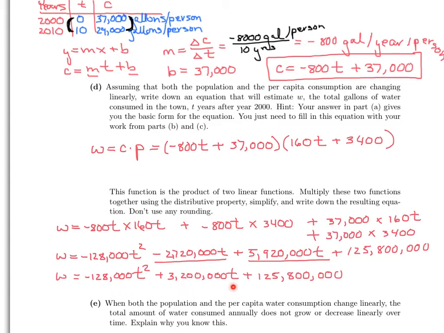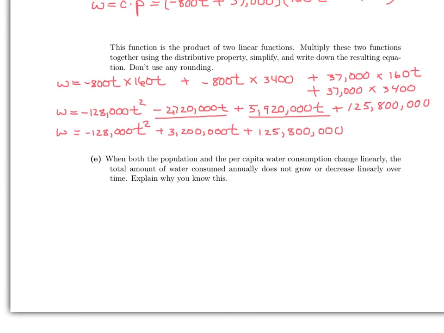So the values in this function are really quite large, and you might be wondering why we have such large values in this resulting function. Well, remember what W represents. W represents the annual water consumption for a whole town in gallons. So when we substitute in different values for t, different years, this equation is going to be calculating a very large number of gallons. So it's not surprising that you're seeing large numerical values showing up in the equation. Okay, let's go to part E.